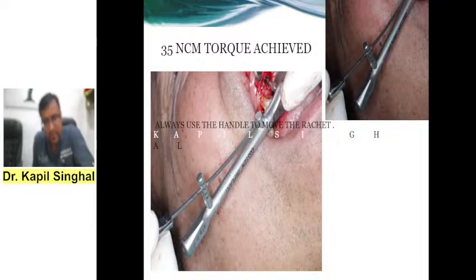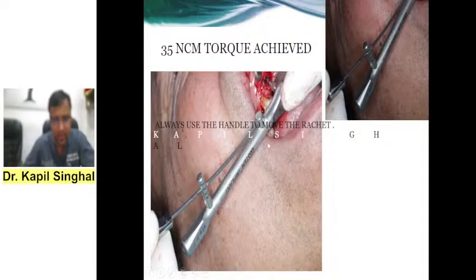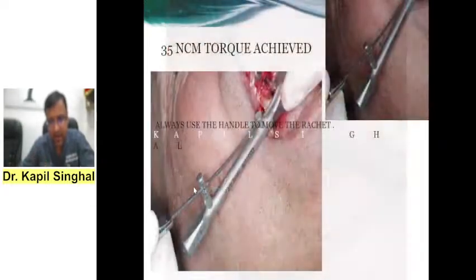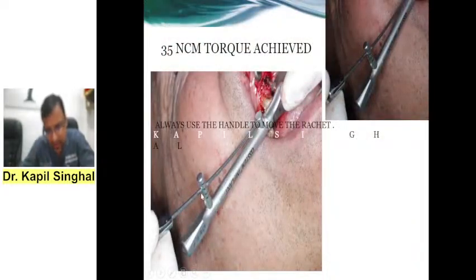So when you see this torque ratchet, जैसे ही this spring, you will pull this spring, to the level the spring is pulled, उतना torque achieve हुआ है. So now looking at this, I can see मेरा ये spring 35 तक जा रहा है. I have achieved a torque of 35 Newton centimeter.